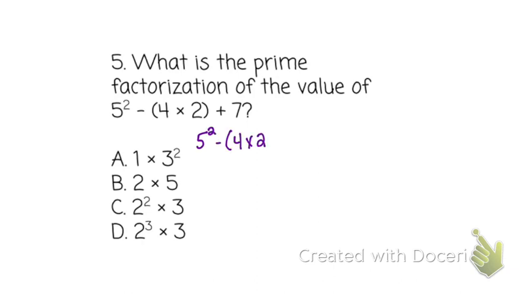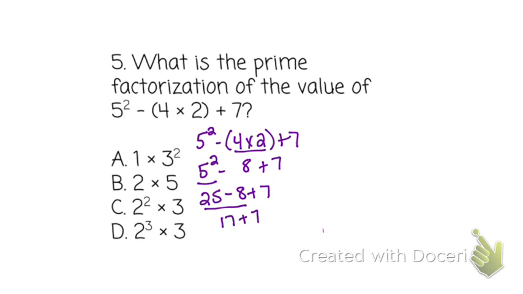4 times 2 plus 7. So I know parentheses always goes first, so it's an 8. So I have 5 squared minus 8 plus 7. Order of operations tells me I have to do exponents next. So 5 to the second power is never going to be 10. It means 5 times 5. That's 2 5s there. 25 minus 8 plus 7. 25 minus 8 is 17. Plus 7 is 24.